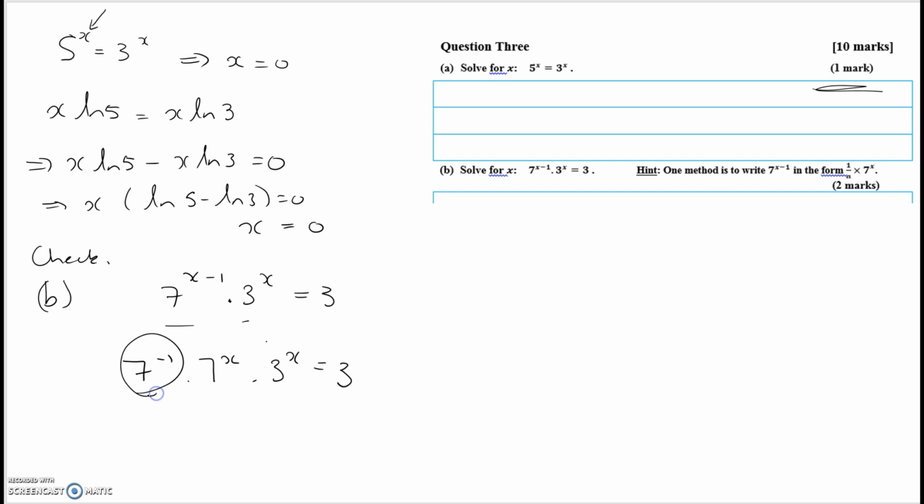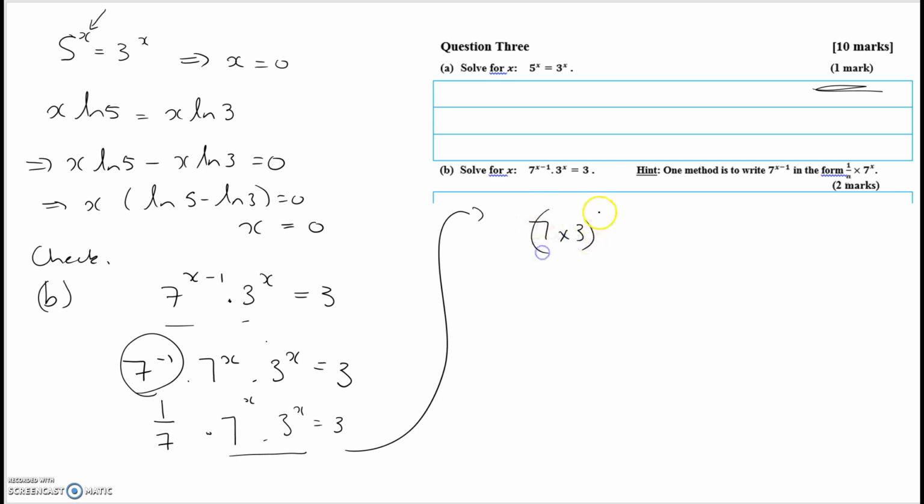Now this, I suppose if you do follow the clue over here, it does mean that you're likely to think that. These we can now combine as 7 times 3 to the power of x times the 7th equals 3. So 7 times 3 to the power of x equals 3 times 7. Okay, 7 times 3 is 21 to the power of x equals 21. The only thing that x can equal is 1.